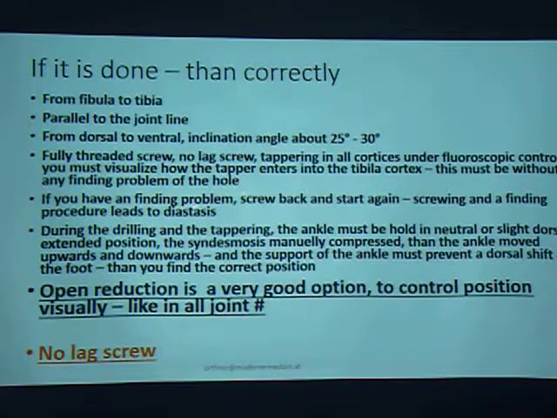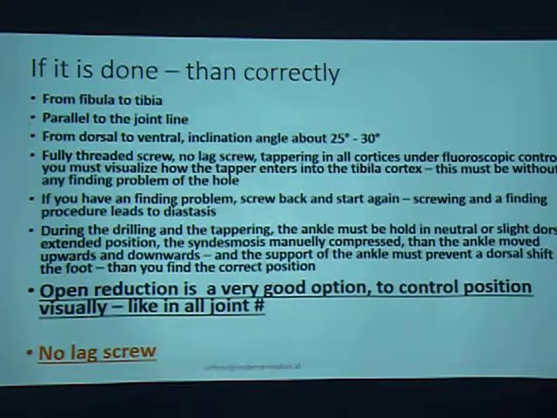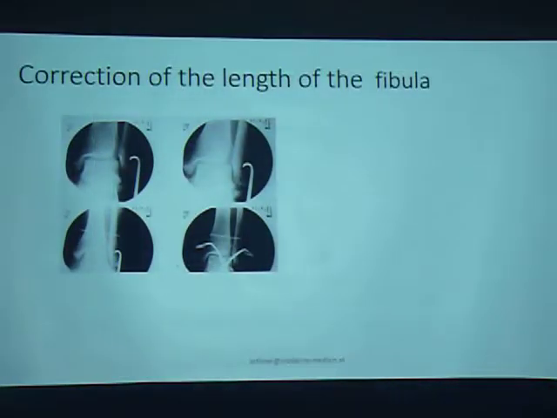And if you have a binding, screw back and start again. Screwing in a bind, you see that leads to diastasis. Yeah? Then open reduction is a very good option. It becomes more and more popular. There are now many who say make it open and make it under direct visualization, so that you see that the fibula is in the groove. That's the correct position where it should be done.